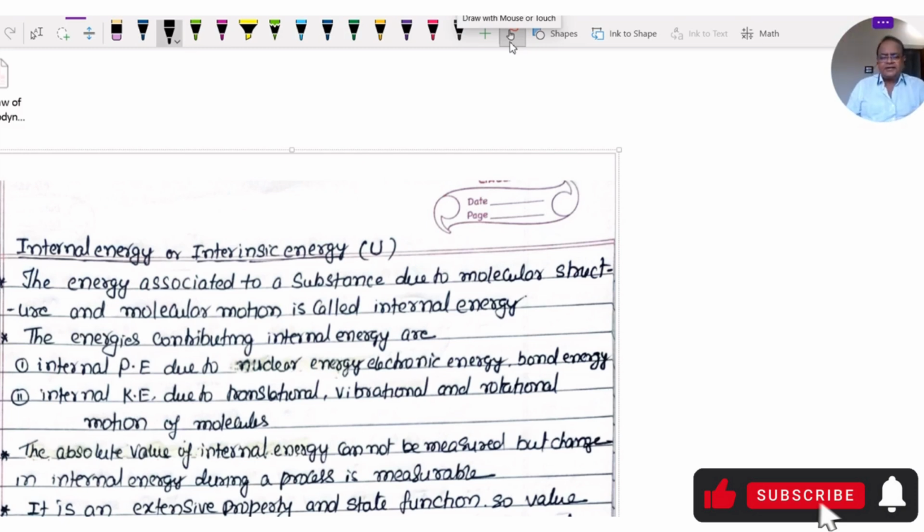First topic is internal energy or intrinsic energy, denoted by U. The energy associated with a substance due to its molecular structure and molecular motion is called internal energy. Energies contributing to internal energy are internal potential energy due to nuclear energy, electronic energy and bond energy, and internal kinetic energy due to translational, vibrational and rotational motion of the molecule.